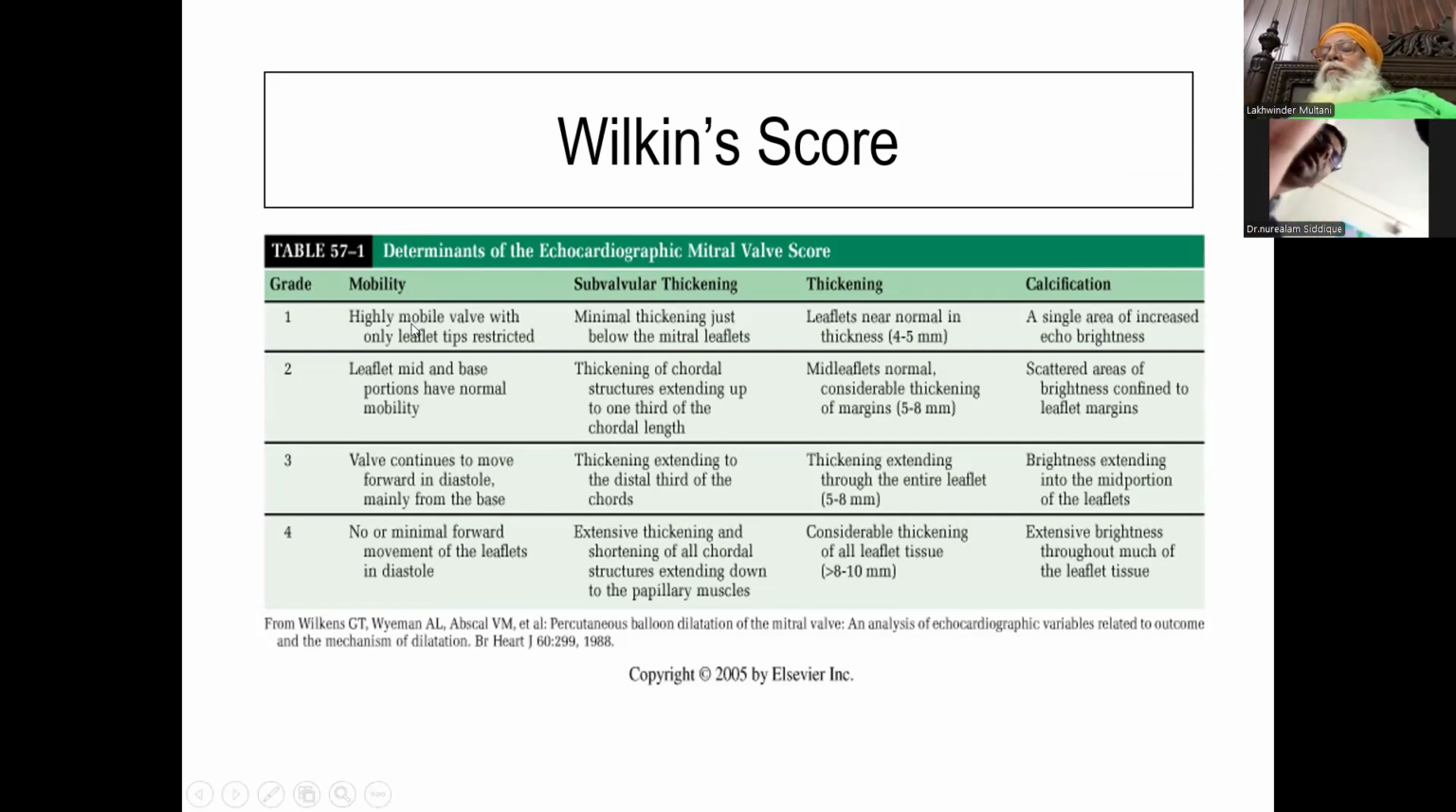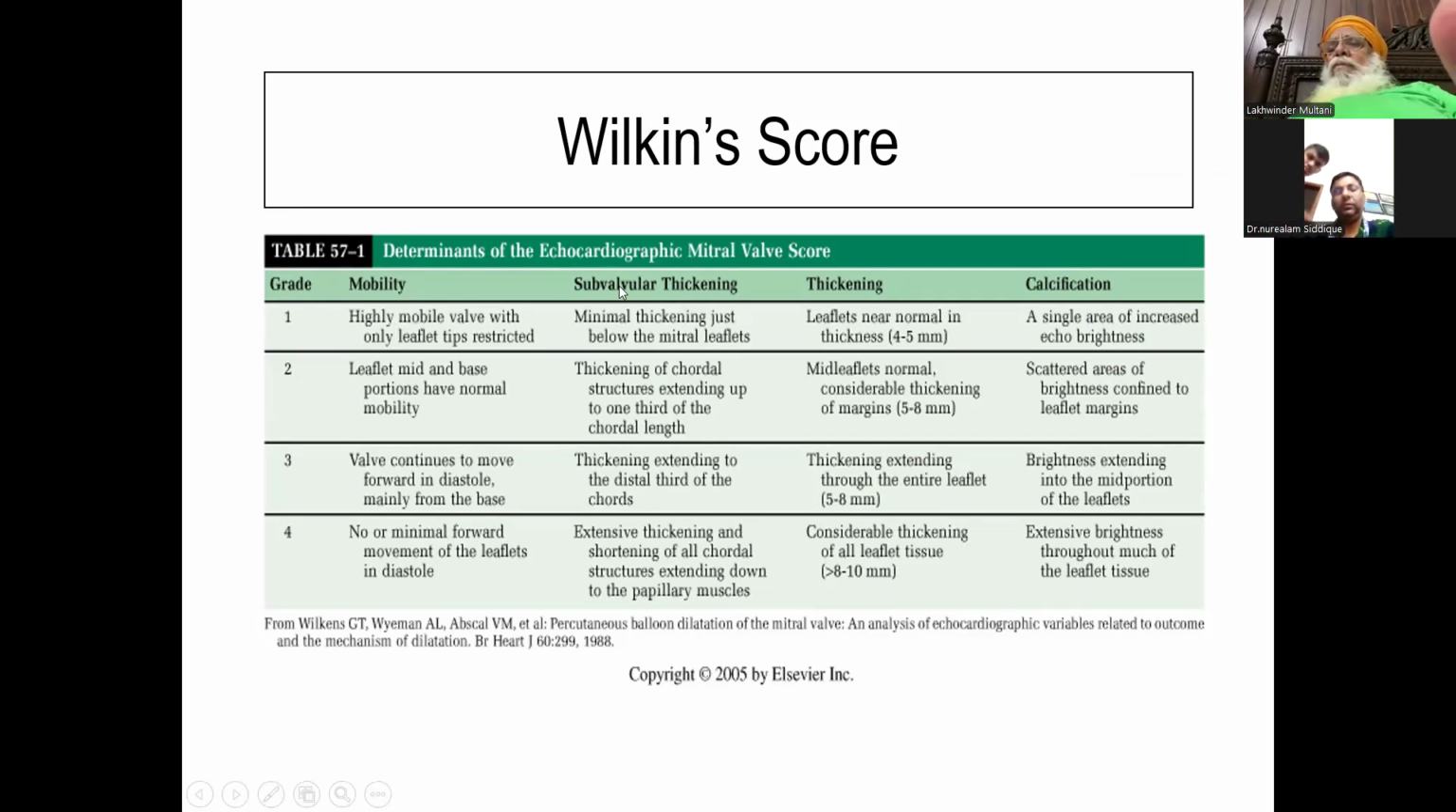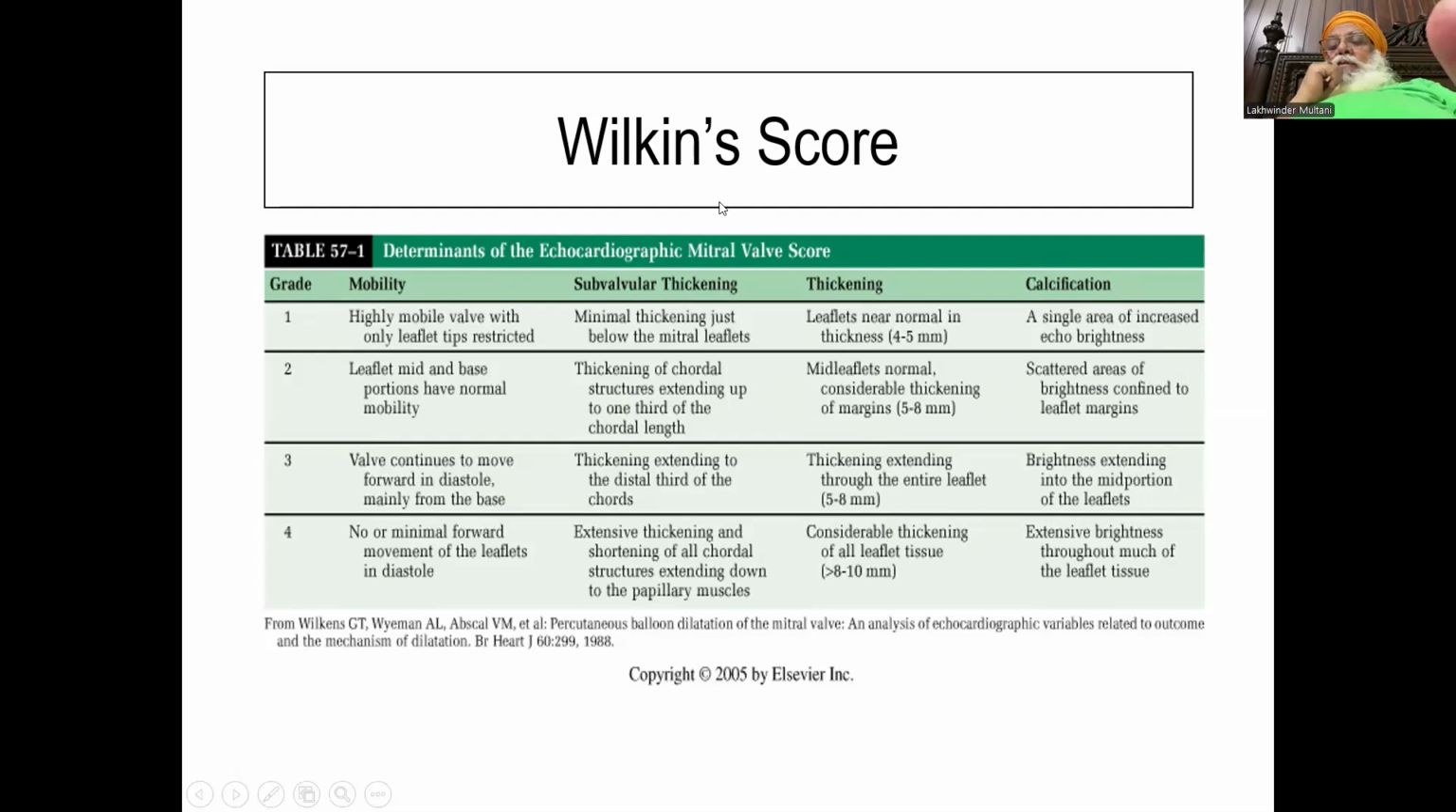In total, we give a score out of 16 when we have all these findings. Suppose my leaflets are partially mobile, I'll give them 1 or 2. If my subvalvular apparatus is thickened, I'll give them accordingly. If thickening is present on the tip of the leaflet, I'll give them accordingly. If calcification is present, I'll give them accordingly. Suppose I score 2 from this, 2 from this, 2 from this, and 2 from this. It'll be 2, 4, 6, and 8. 8 divided by 16 would be the Wilkinson score.